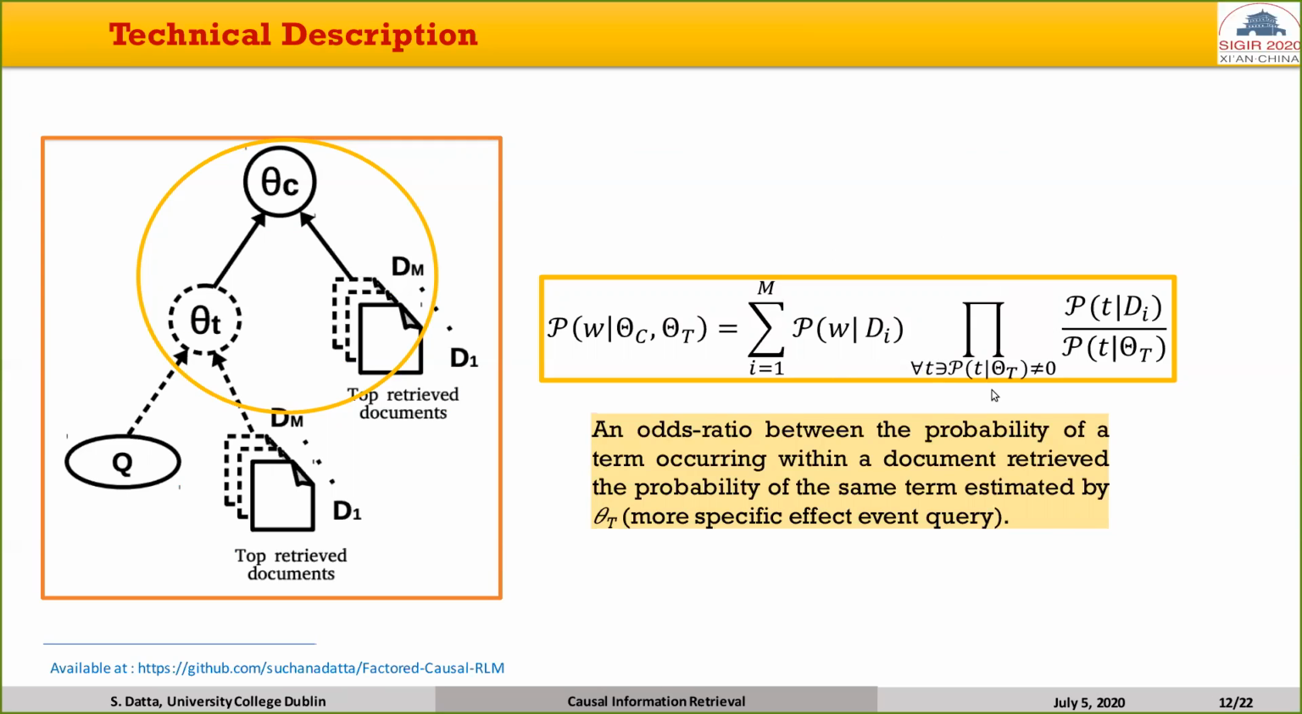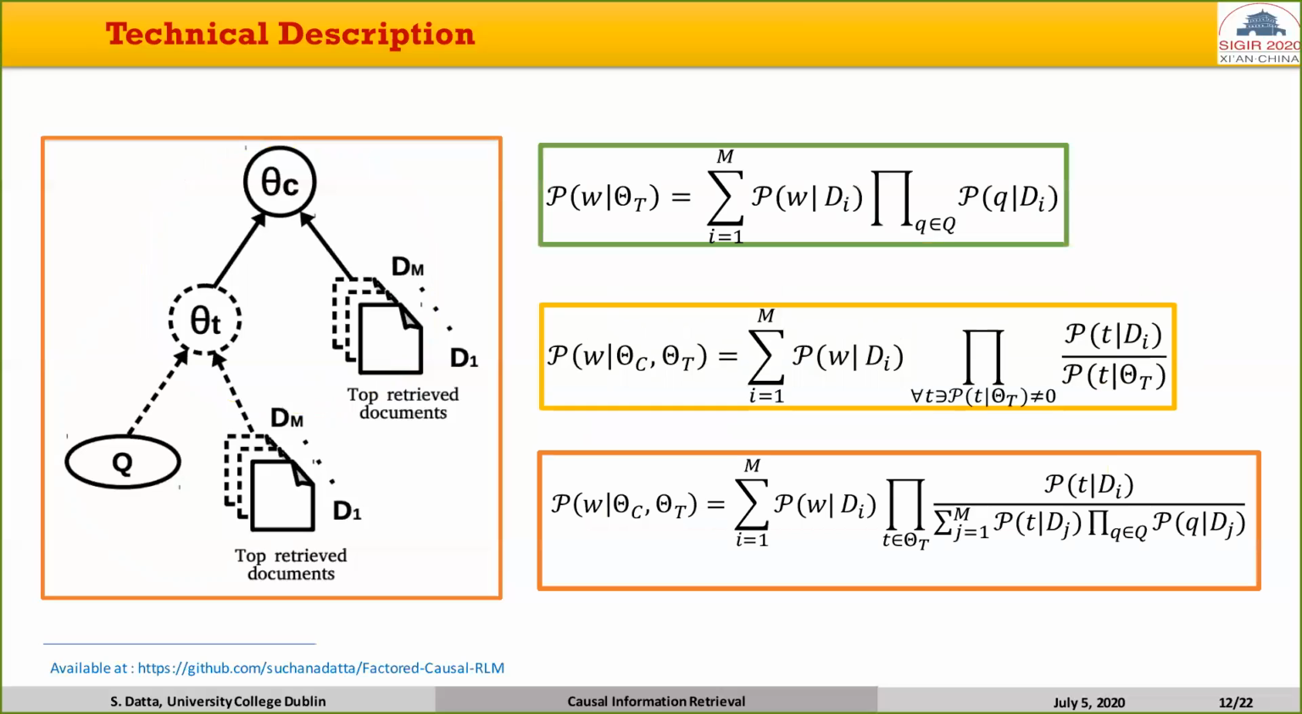Here we notice that we employ an odds ratio between the probability of a term occurring within a retrieved document and the probability of the same term estimated by this theta t, which are more specific to the effect query event. Thus, we favor all the terms that are relatively infrequent in theta t through a decrease in the denominator, and frequent in the top ranked documents retrieved with a more general query through an increase in the numerator. And finally, we estimate our factor causal relevance model by substituting the topical model theta t in the second expression.